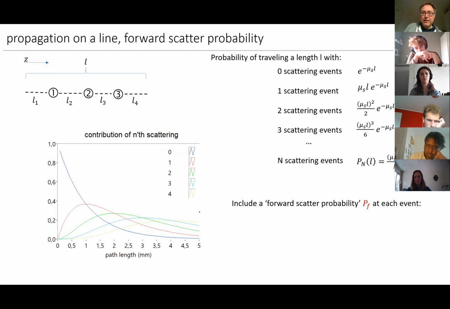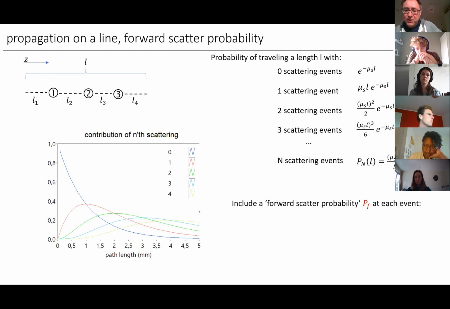But the derivation up until now assumed that this event just happened, whereas in the end we were interested in a reflection signal.